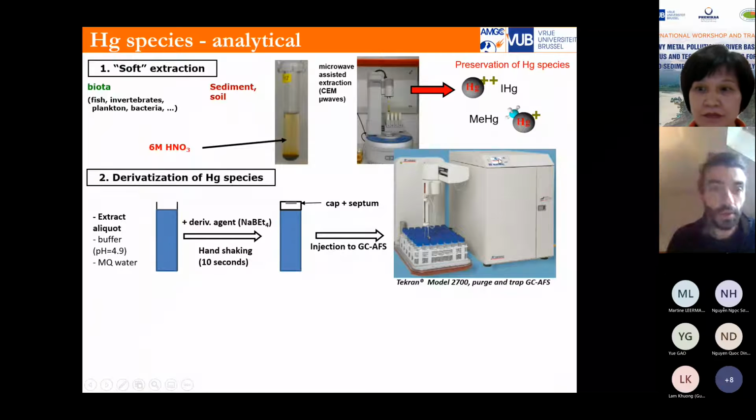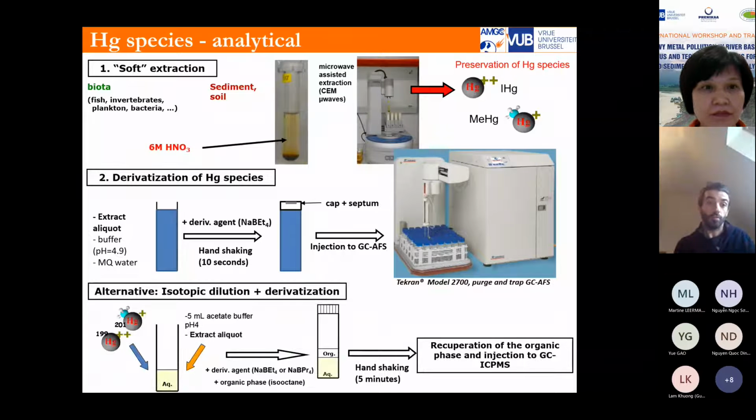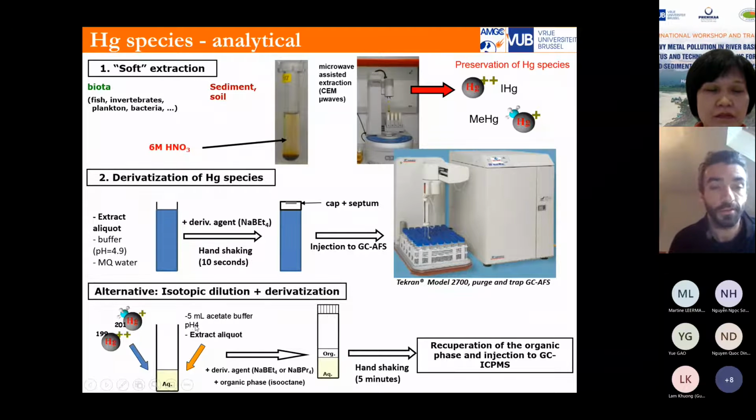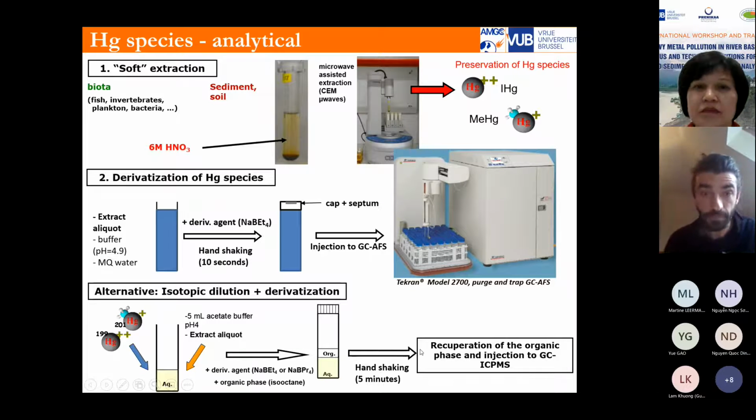And there is another way to do that, which is actually a bit more accurate, which is to do the same, but adding enriched tracers in your natural samples, so you can actually correct for analytical artifacts such as methylation or demethylation during the analytical process. So that would be more or less the same process, except that you make those ethylated species go into an organic phase, and then this organic phase will go to a GC. And since you use enriched isotope tracers, you cannot use AFS. Of course, you have to use ICP-MS.